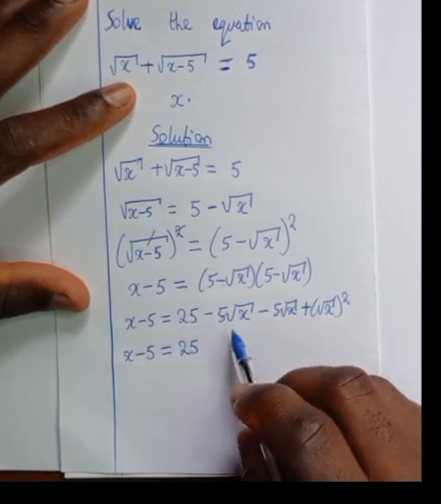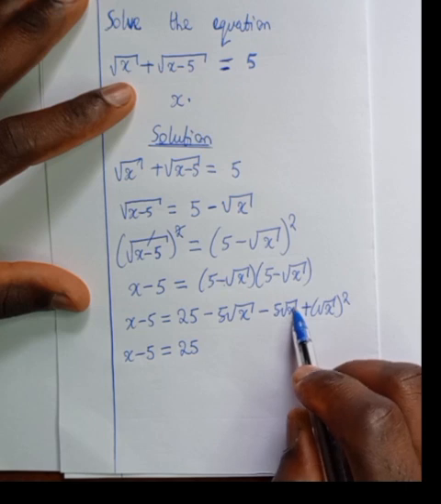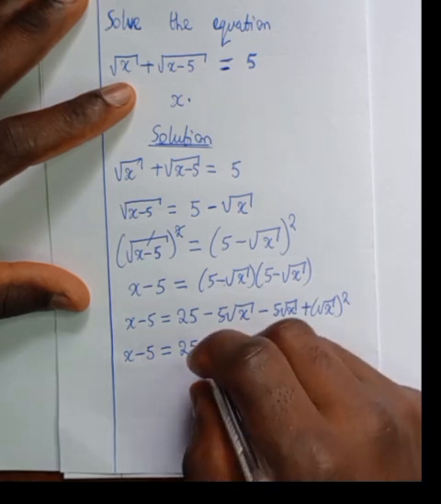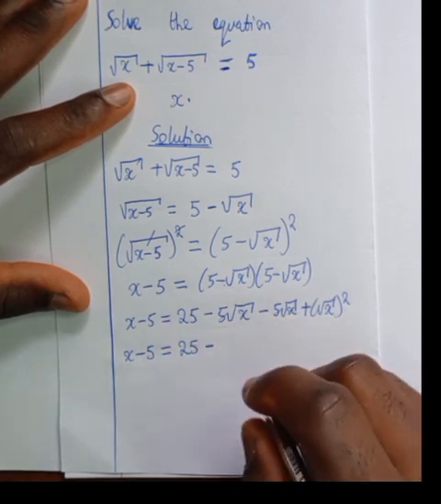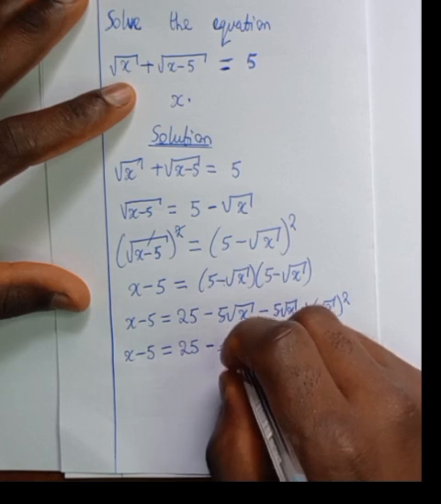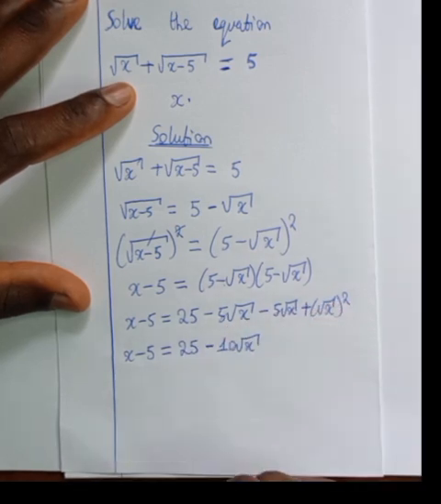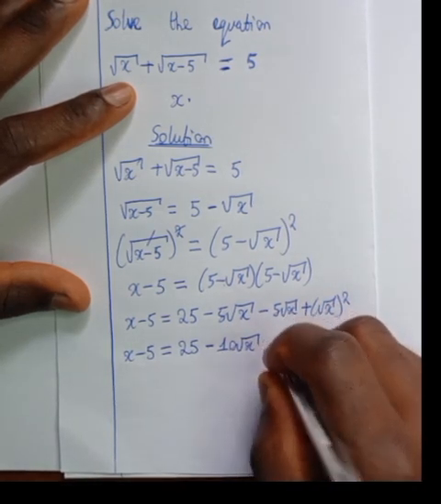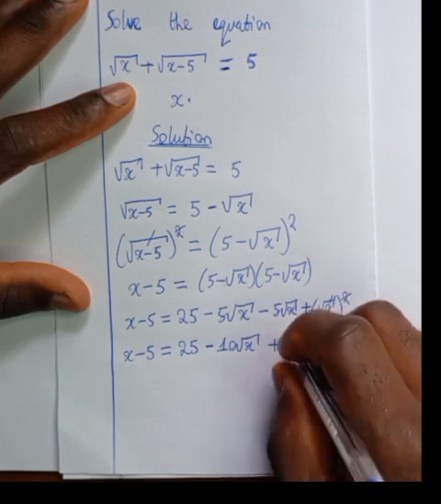Negative 5 root x minus 5 root x. This will simply give us a negative 10 root x, plus this and this will go plus x.